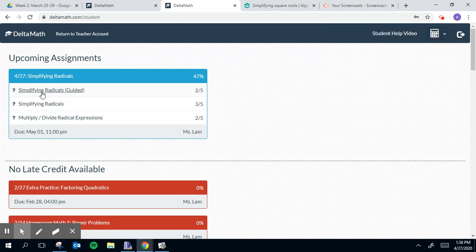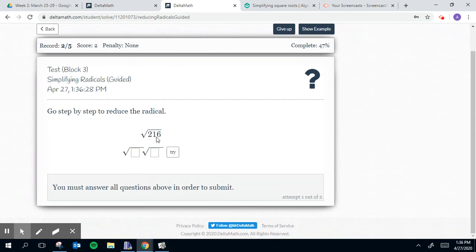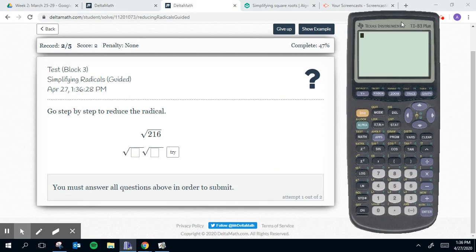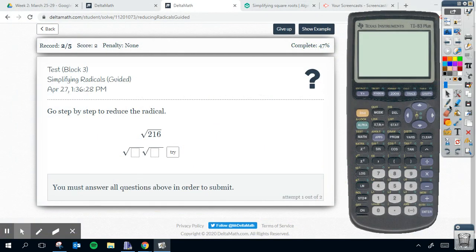All right, so let's begin with this first one. This first one is pretty great because it's guided, so it tells you all the answers step by step. These numbers are slightly larger, and I'm going to let you guys use a calculator just to help you with the multiples. So I'm trying to figure out what numbers go into 216, and I want one of them, if possible, to be a perfect square. So let's see, maybe 16.